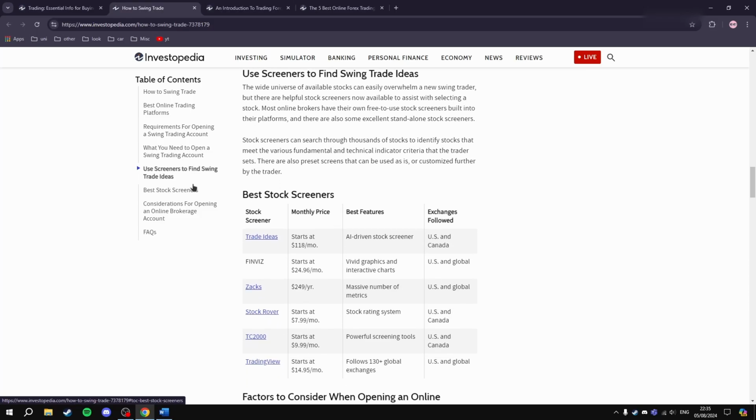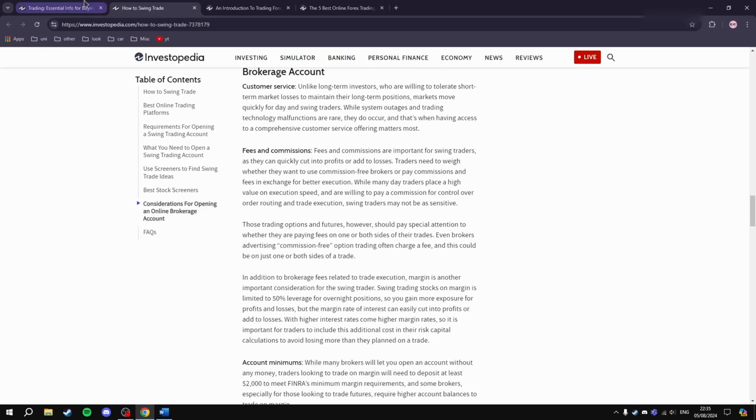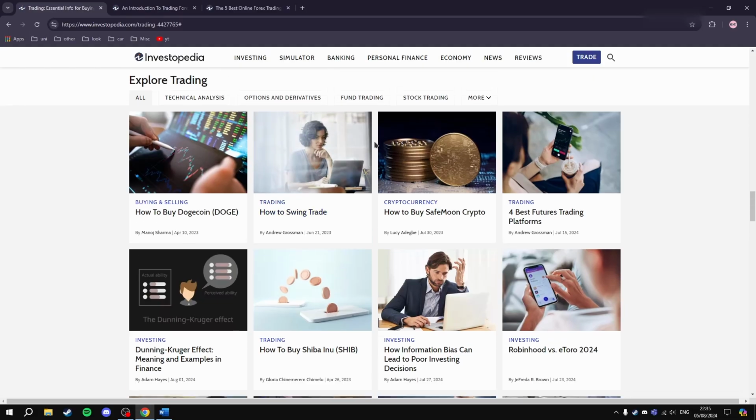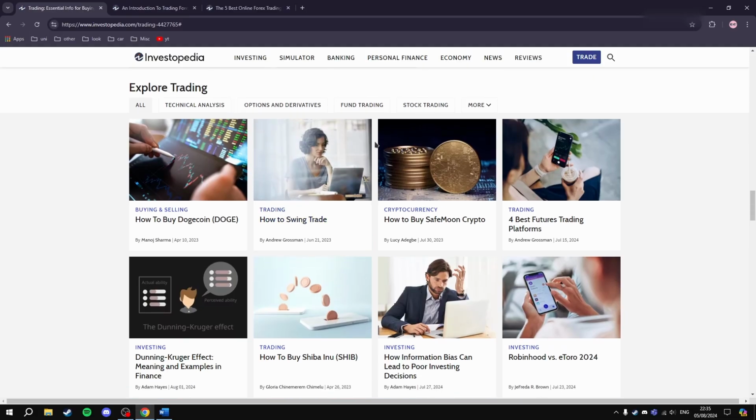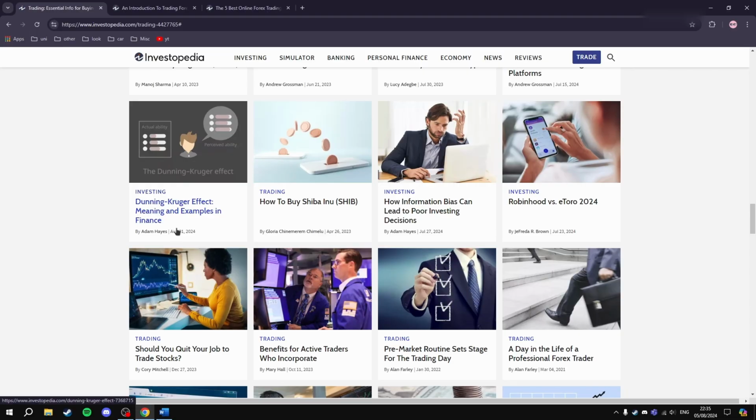Stock screeners. Okay, so this is all stocks and stuff as well, so oof. How to buy SafeMoon crypto, 4 best futures trading platforms. Dunning-Kruger effect, meaning, examples in finance. Interesting. How to buy Shiba Inu. How information bias can lead to poor investing decisions. Robinhood versus eToro 2024.